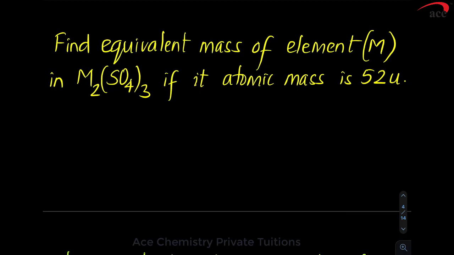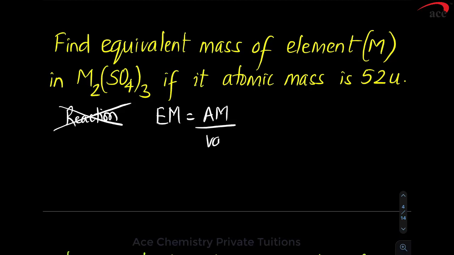Coming to the fifth one: find the equivalent mass of the element in M2SO4 if its atomic mass is 52. Again in this question, no reaction is given, so I can't find the change in oxidation state. So how to calculate equivalent mass? Yes, atomic mass upon valency. Atomic mass is given as 52. Now the question is valency.